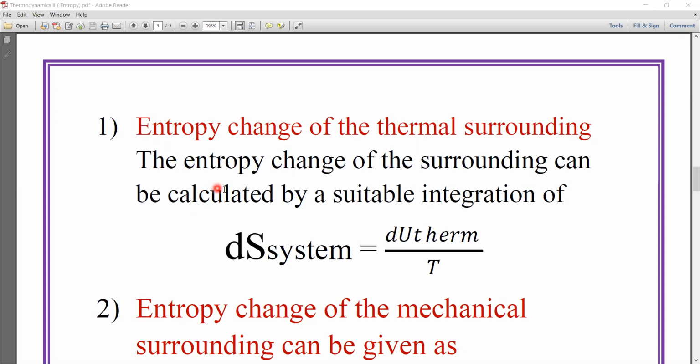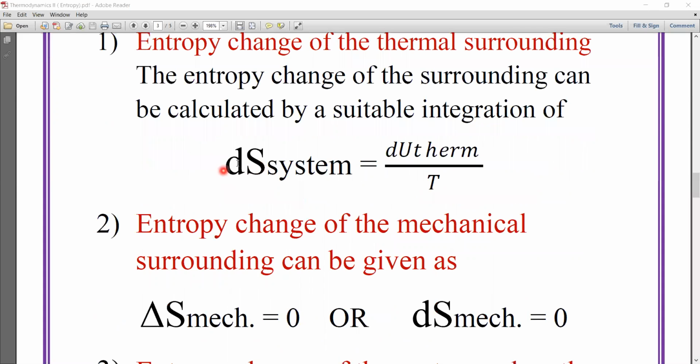of, see here, the entropy change of thermal surrounding can be given as dS of system. dS means change in entropy. dS of system is equal to dU therm, that is change in internal energy, as therm is thermal, divided by T. So this is the entropy change of thermal surrounding, dU thermal divided by T. This is the formula for entropy change in thermal surrounding.